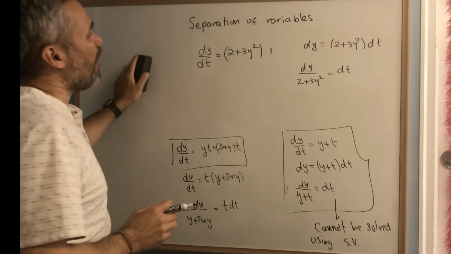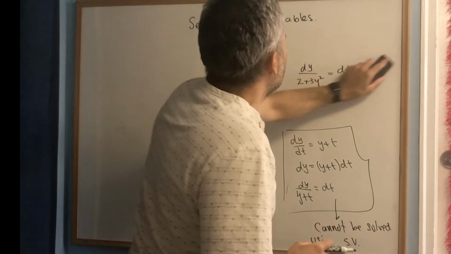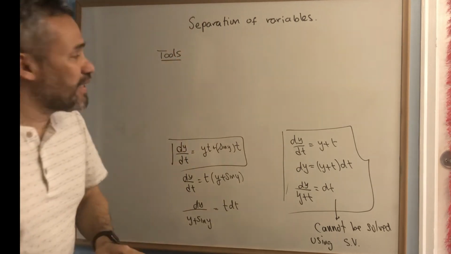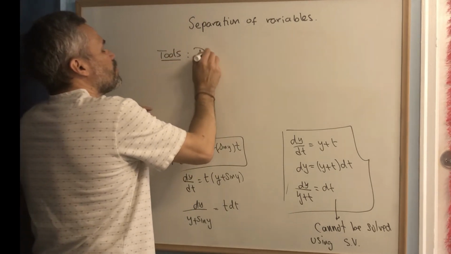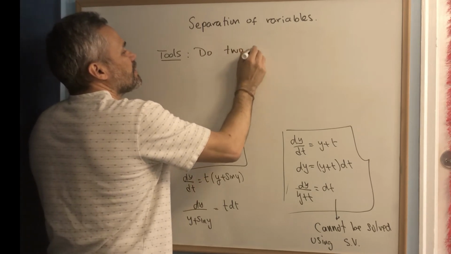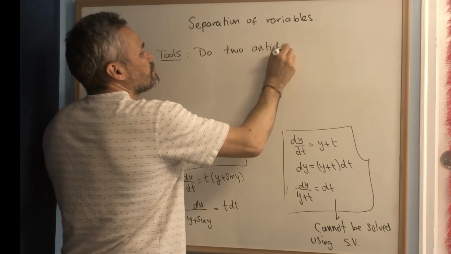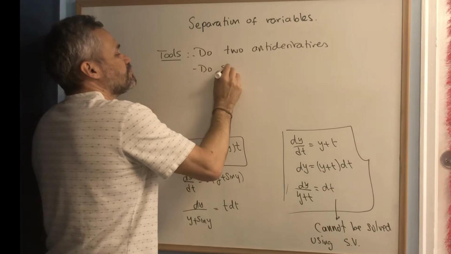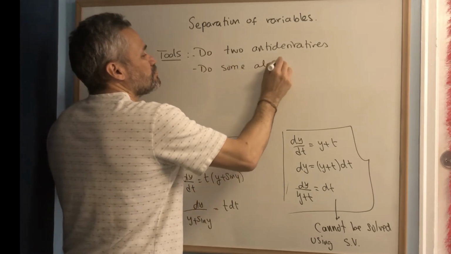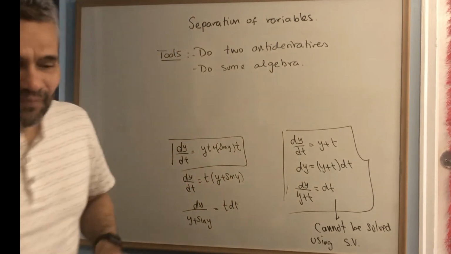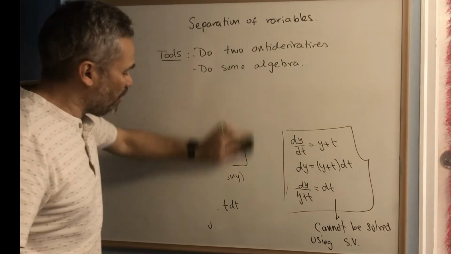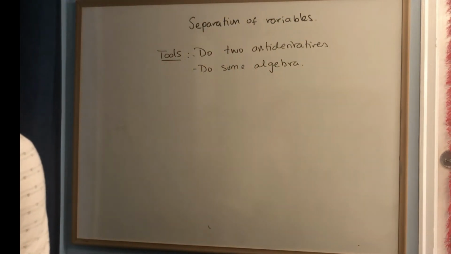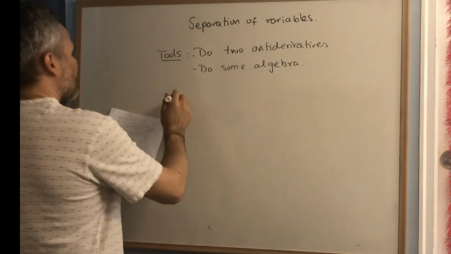Then let's see how to find the general solution. And let me just tell you that the tools that you need are two antiderivatives, and we need to do some algebra. Okay, let me work an example, and then we will explain what to do in general.